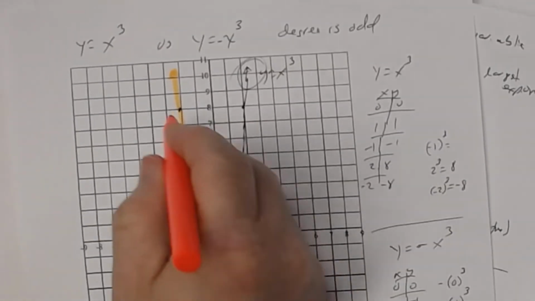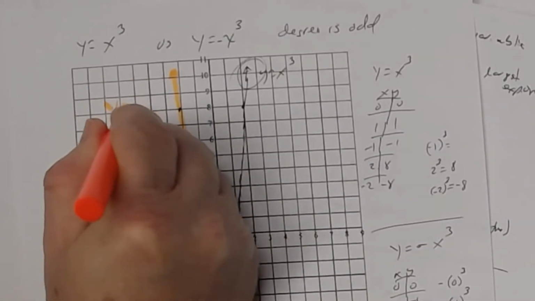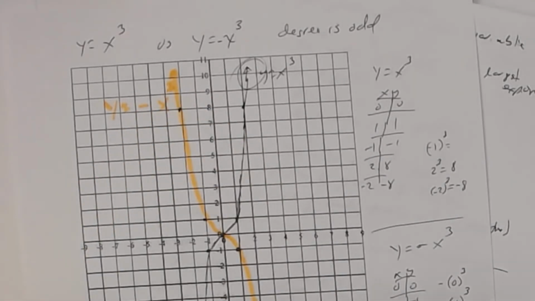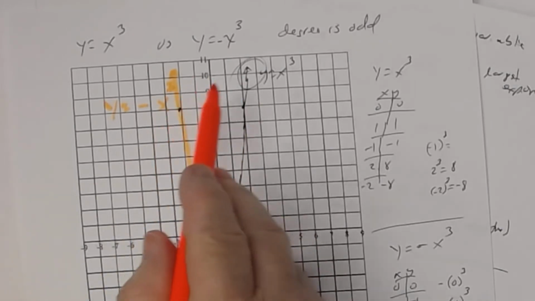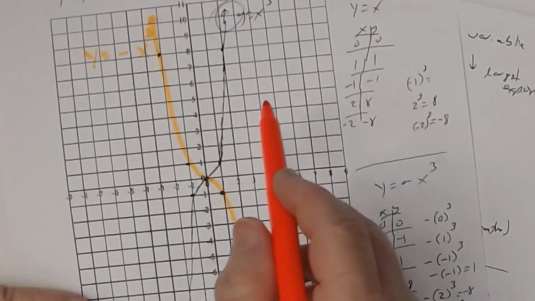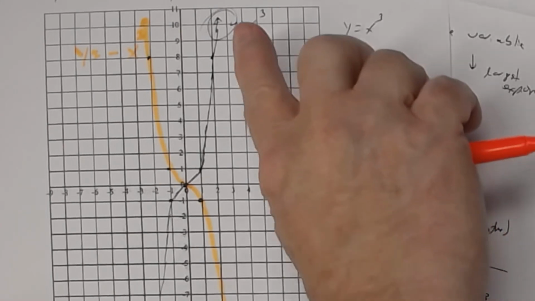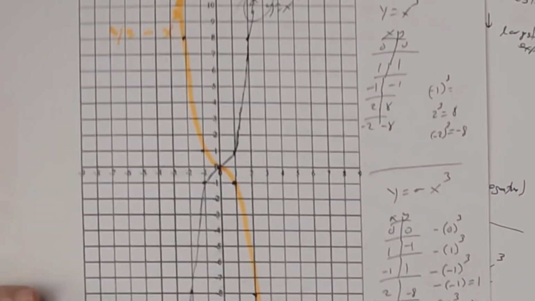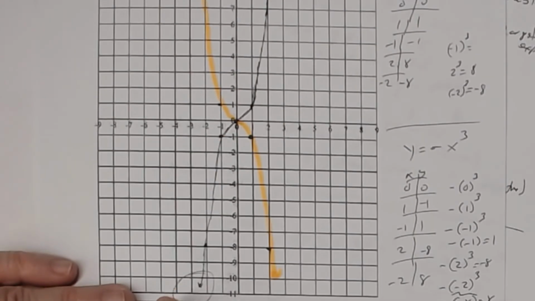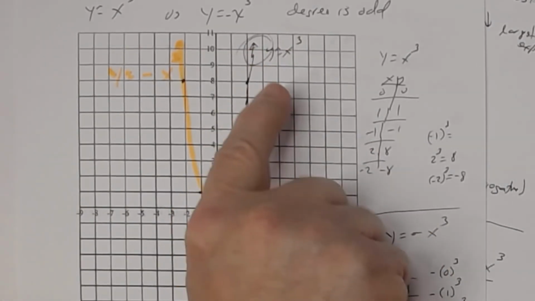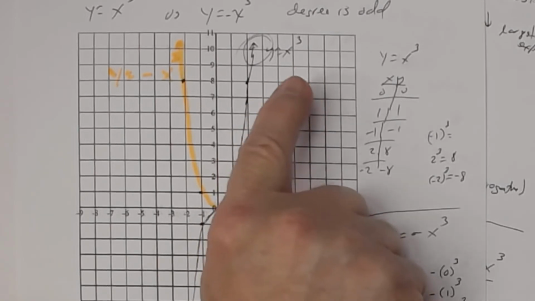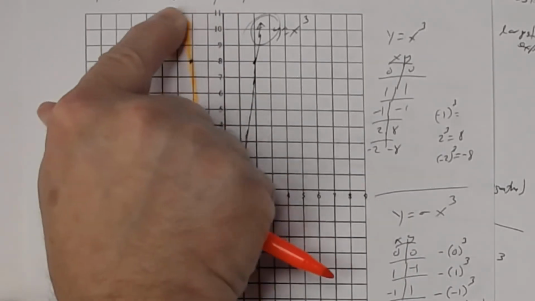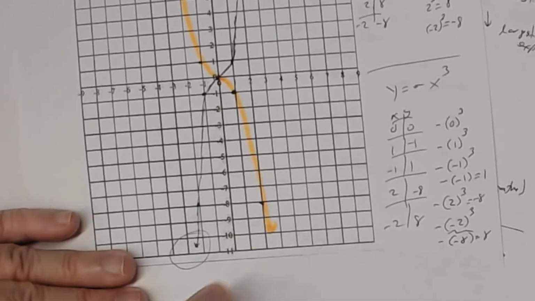Okay, so notice this right here is y equals negative x cubed. So the points being this. Notice that in both cases the degree is odd, and in both cases, in the black graph and the highlighted graph, the ends point in opposite directions. In the black graph, on the left it points down, on the right it points up. That's because the leading coefficient is positive. If the leading coefficient is negative, on the right it points down and on the left it points up.